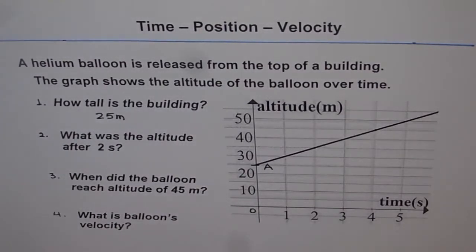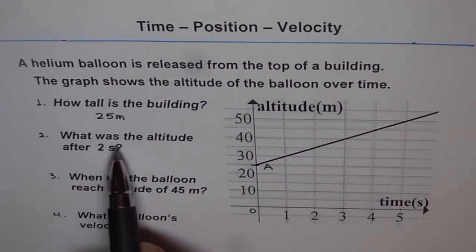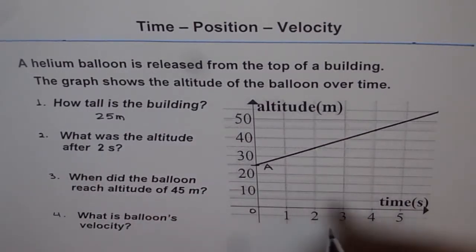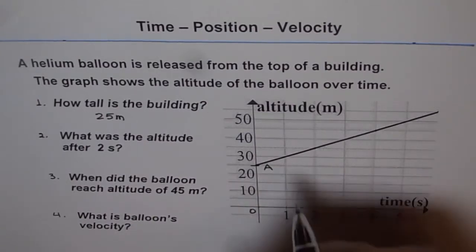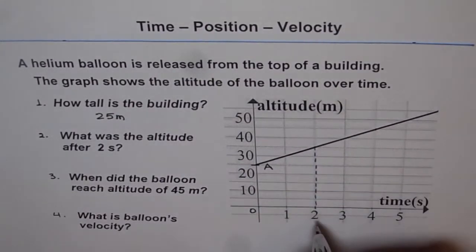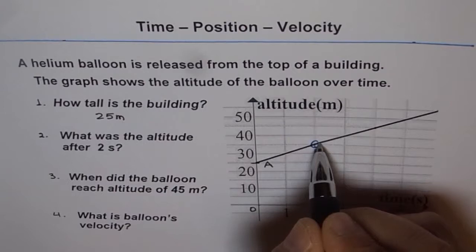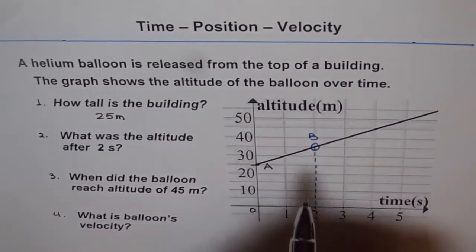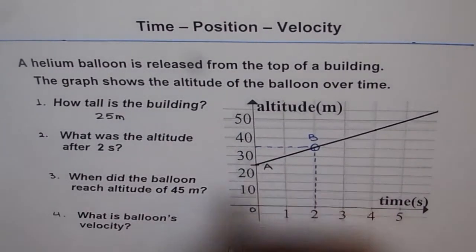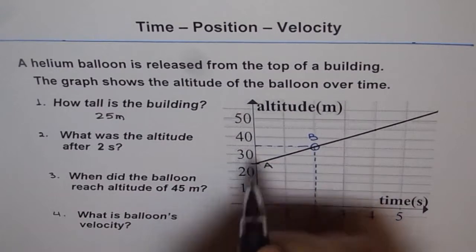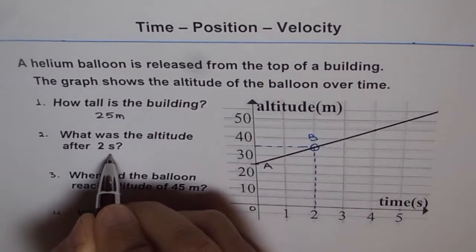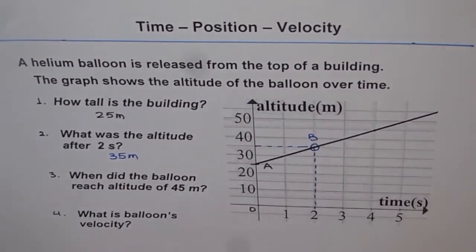Now, question number 2 is, what was the altitude after 2 seconds? To find the altitude after 2 seconds, we can go to the time scale at 2 and draw a vertical line. It strikes the graph at a point, let's call this point B, and then we read the altitude after 2 seconds. It is 35, correct? So the altitude after 2 seconds is 35 meters.